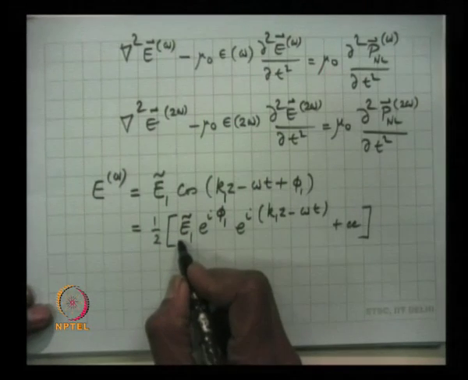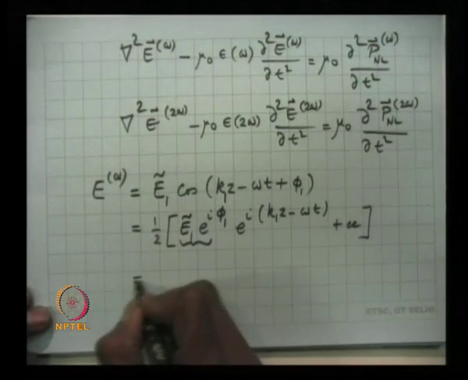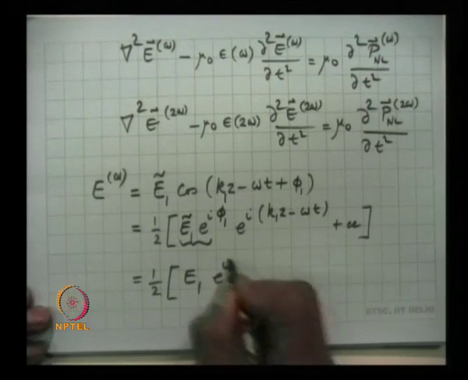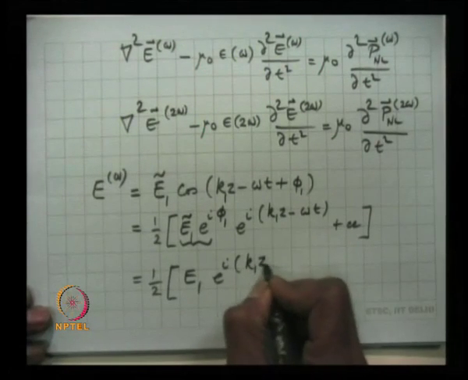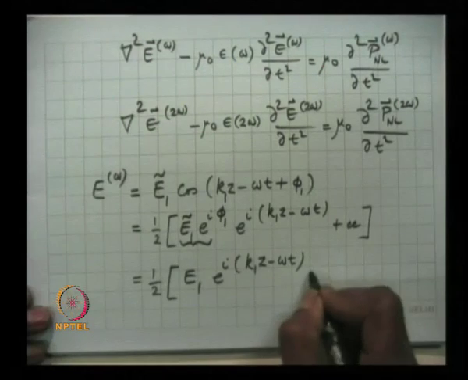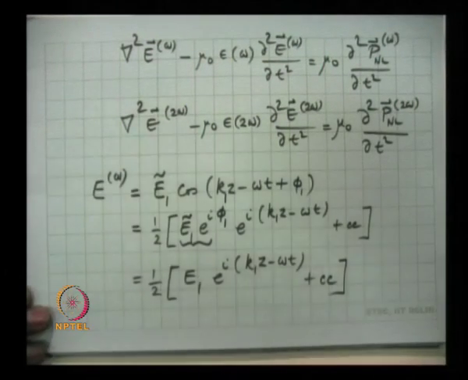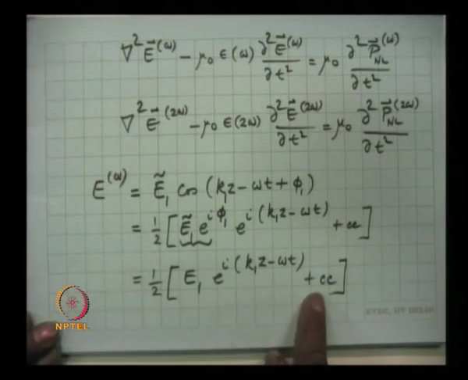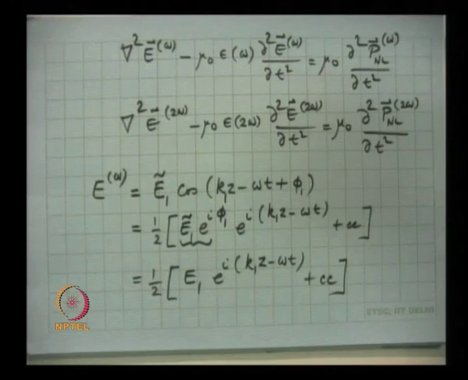So, I am writing this cosine as this exponential plus a complex conjugate, divided by 2, and this one I write as E1 e to the power i, where E1 is the complex electric field at frequency omega. It has also a phase term phi 1. Because it is of the form this plus complex conjugate divided by 2, this is always real. I am still using real notation, except that instead of writing cosine, I am writing exponential plus its complex conjugate.